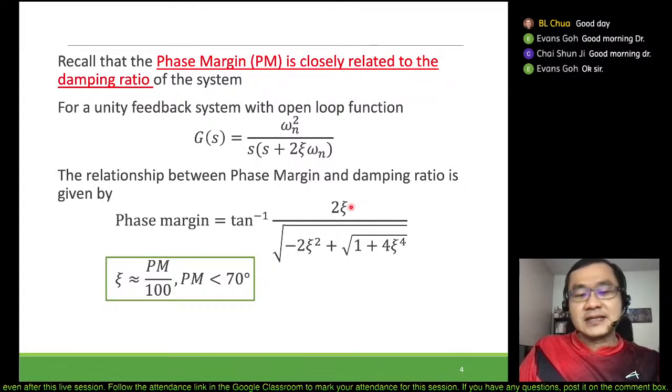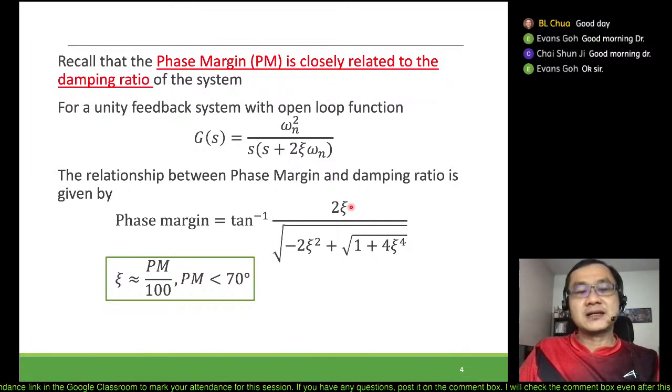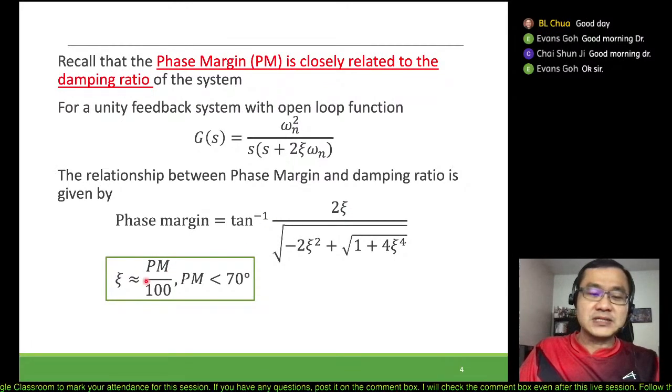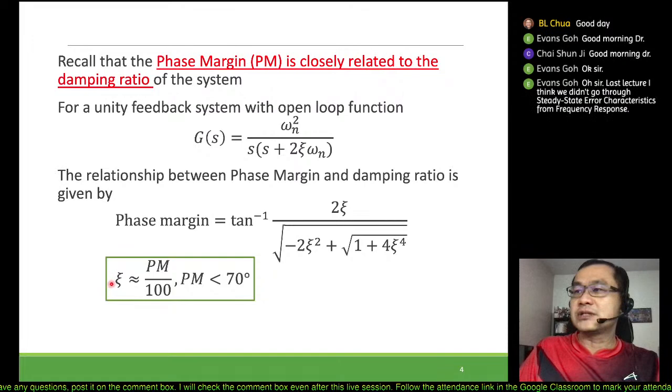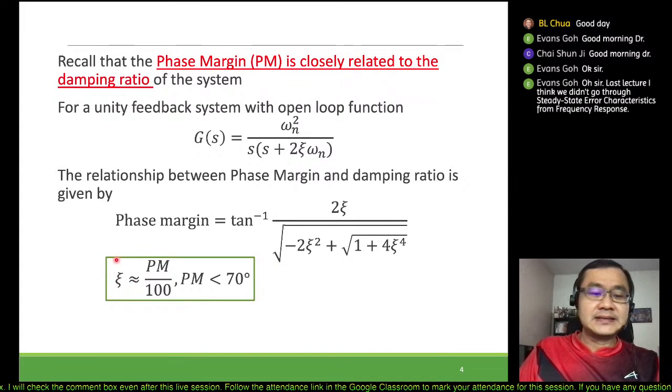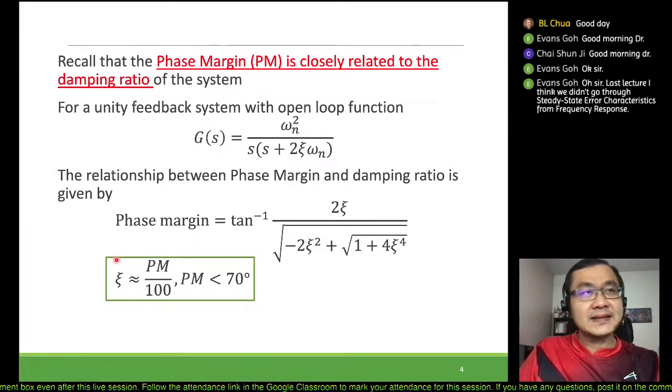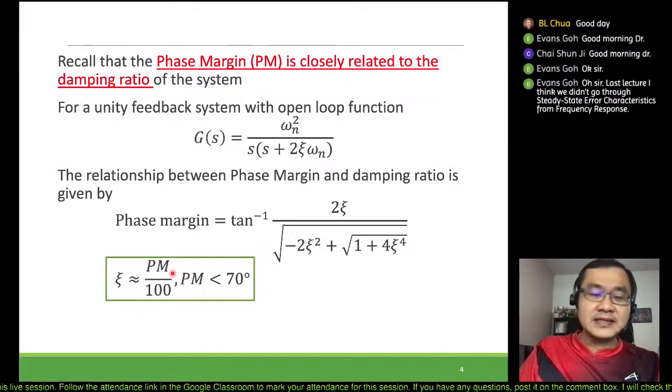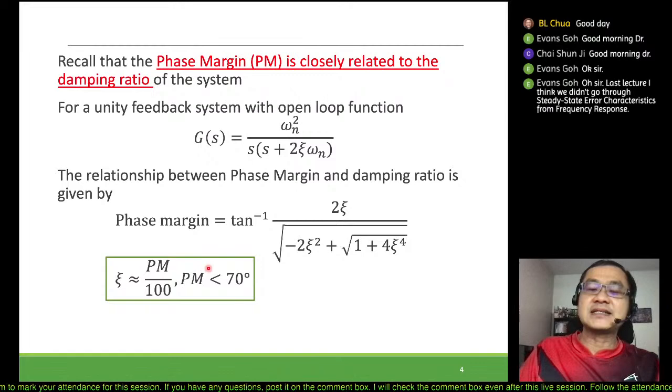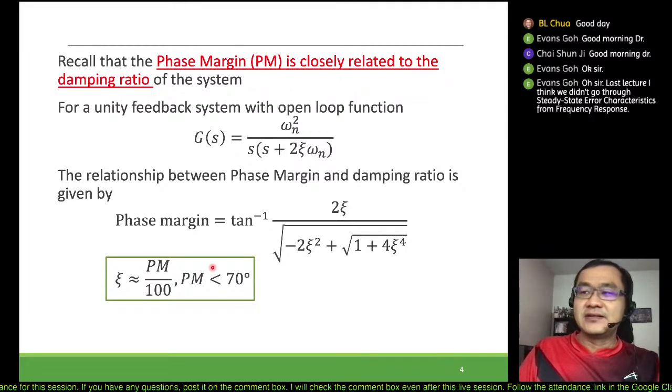And as an approximation, if you want a quick check, you can always approximate the damping ratio by dividing the phase margin by 100. This approximation is good when the phase margin is less than 70 degrees.